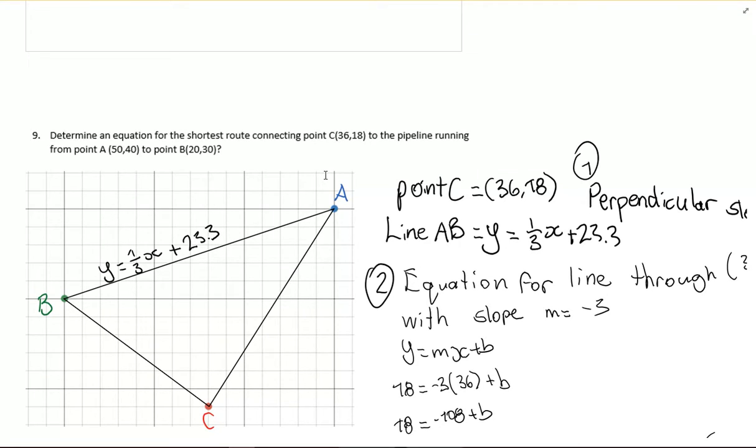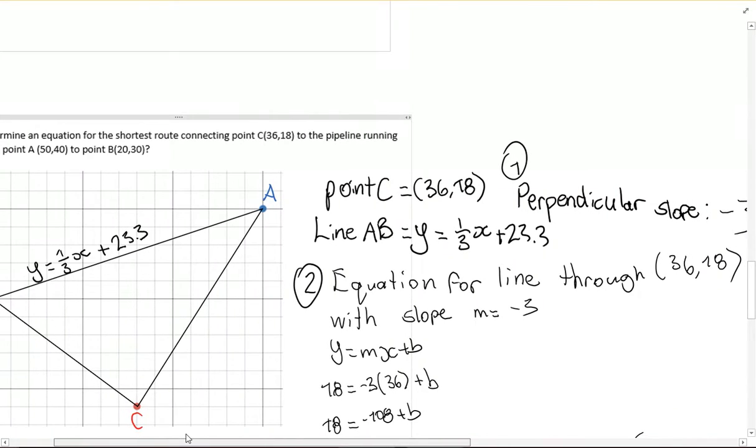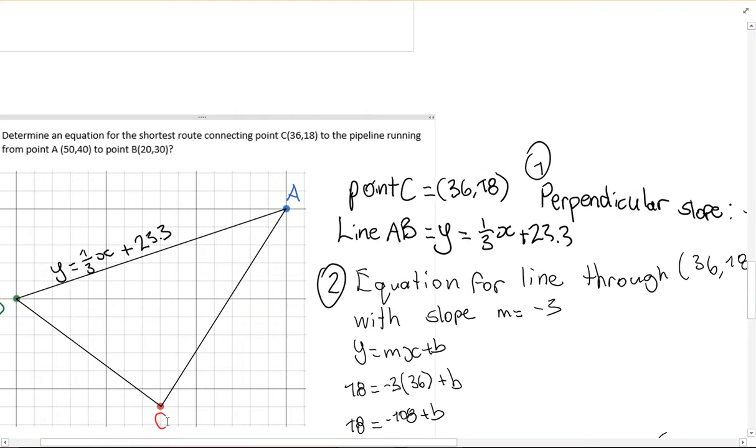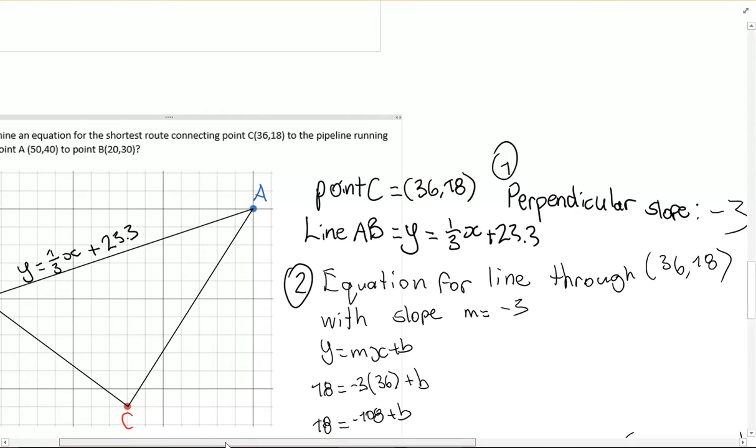So I started by going on Desmos and creating basically the diagram just in a neater way, and I was able to figure out the slope. First, I wrote the information that I had, which is that I knew what point C was, which is (36, 18), and I knew what the slope of line AB was. Using that slope, I was able to also calculate the y-intercept of that line, and using that, I was able to find the perpendicular slope of line AB.